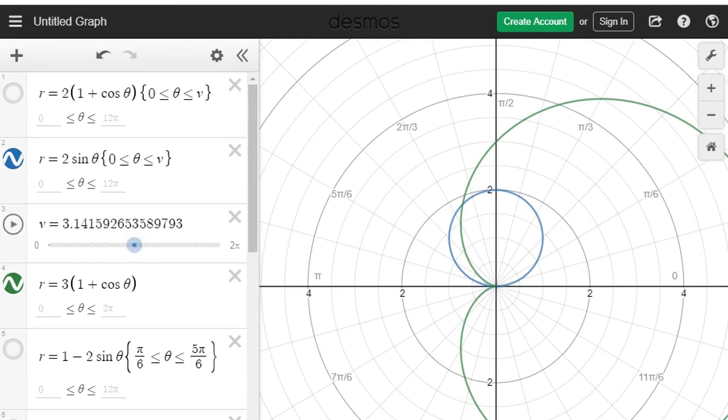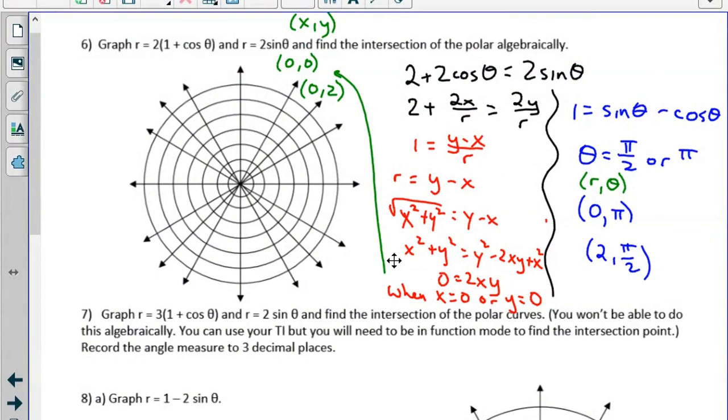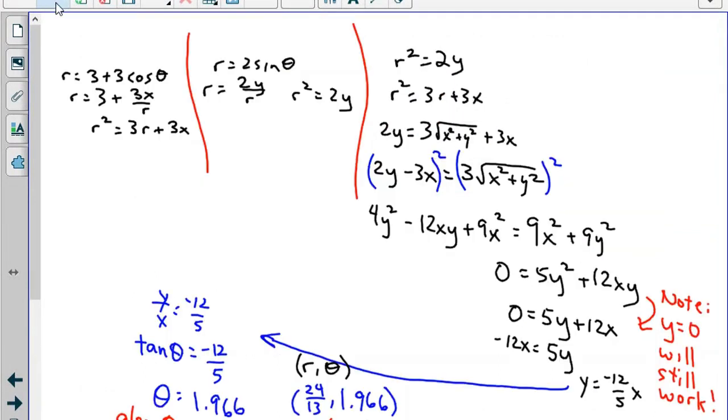So if I try to solve this using algebra, it takes a lot of work. So hopefully you can follow along. Where's my highlighter? Here we are. So I took the two things that we were given, and I ended up solving both of them for r squared.